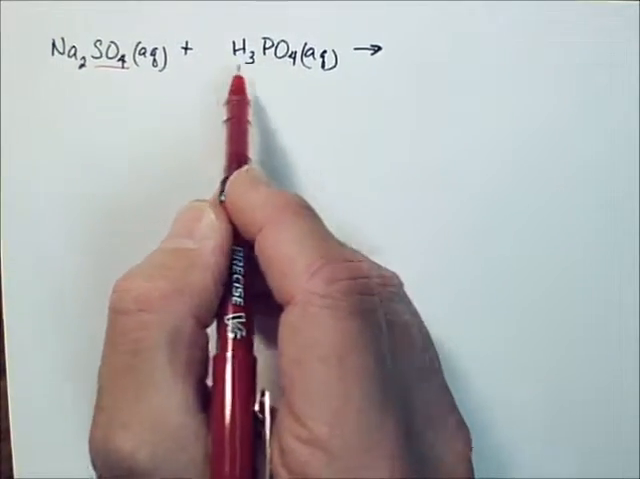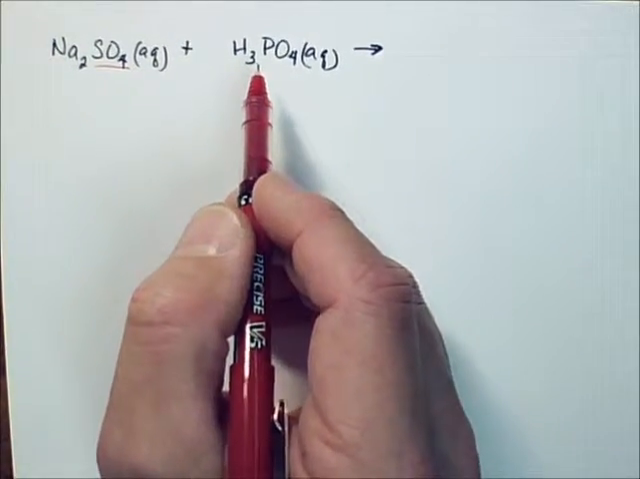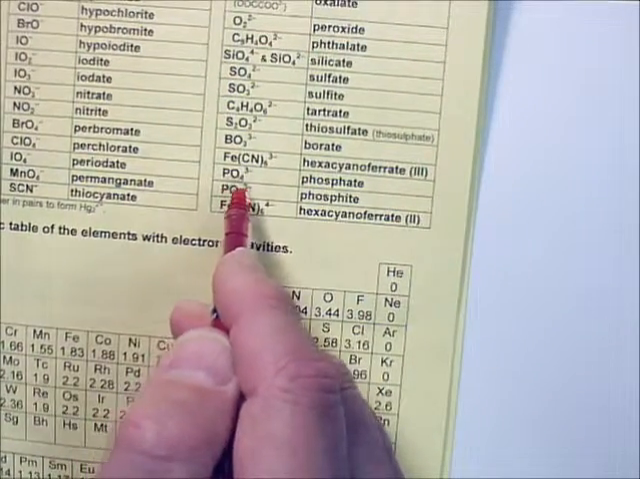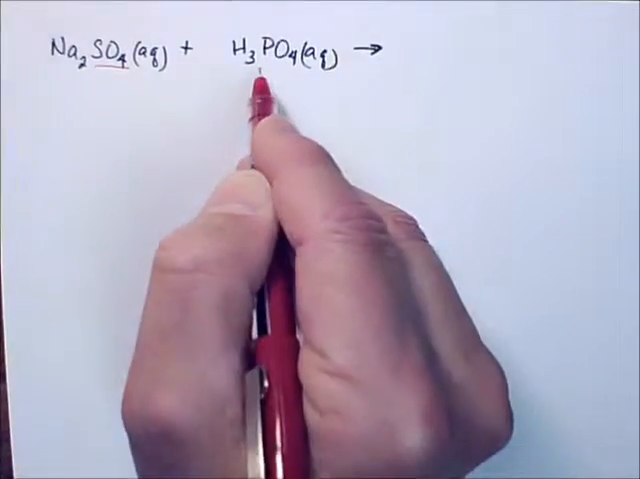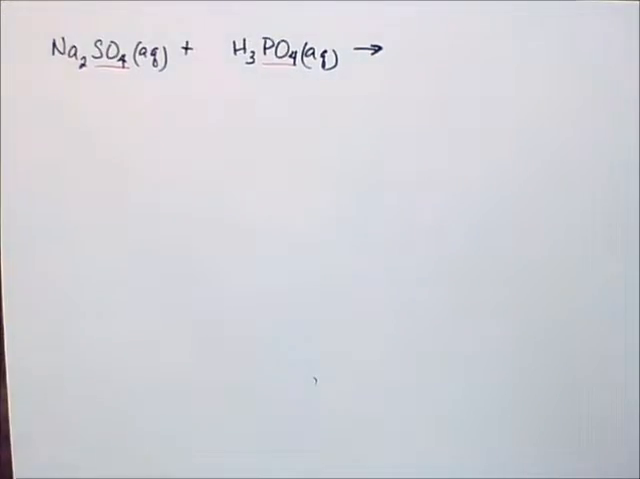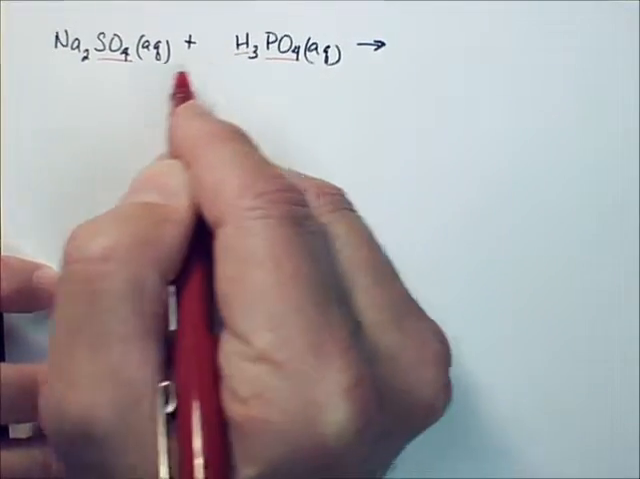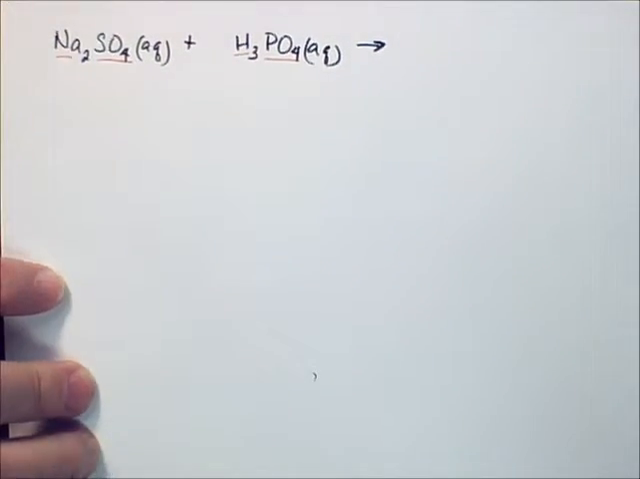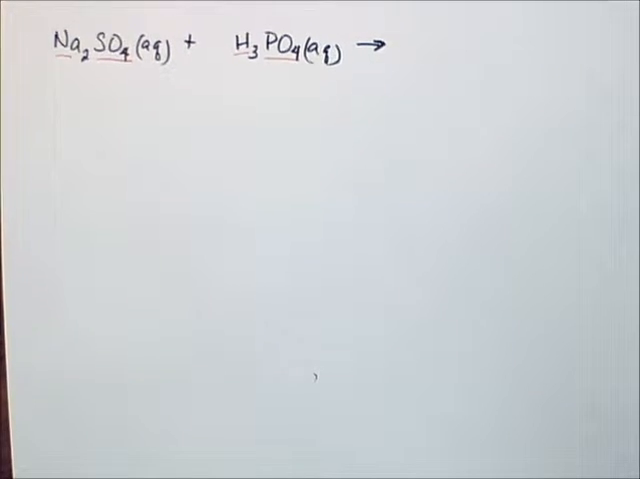Over here, again, I have 3 elements. So I'm going to look for a polyatomic ion. Indeed, I found one, PO4, phosphate. So PO4 is a polyatomic ion. So I have 2 two-part compounds. And so we have what we need then for a double replacement reaction.